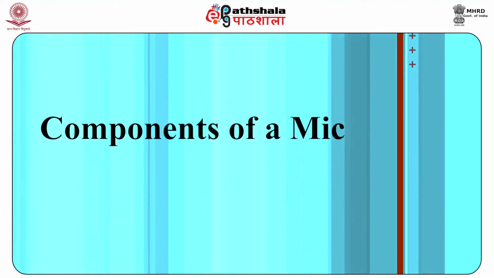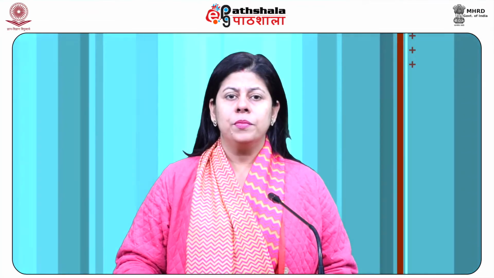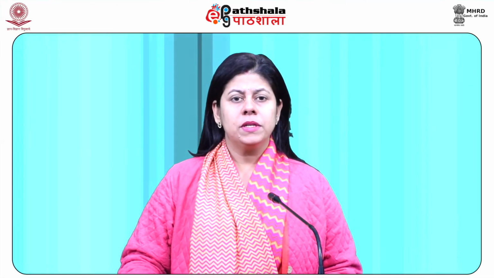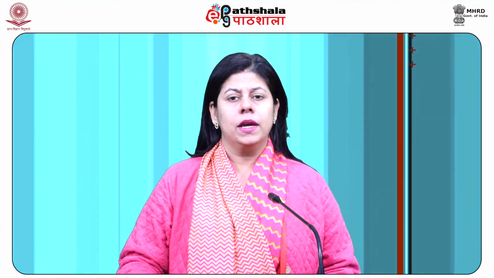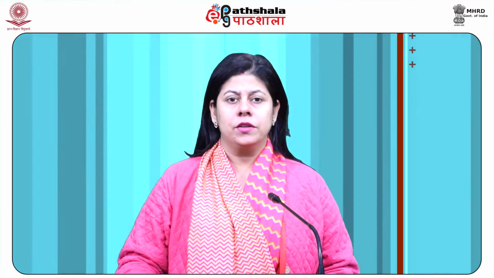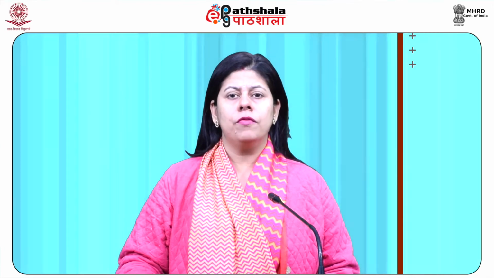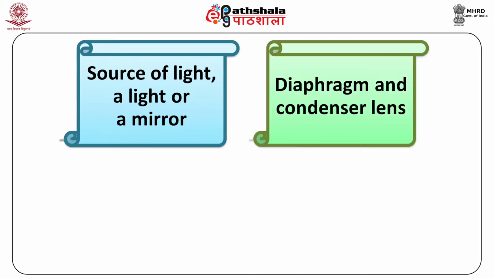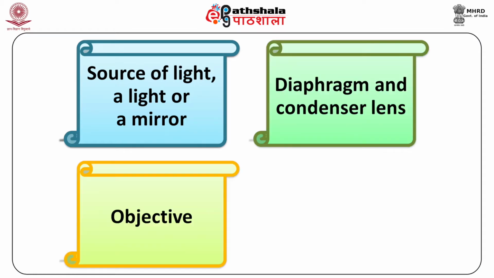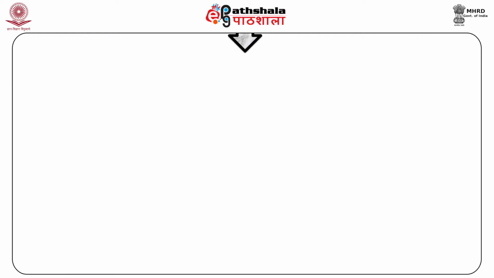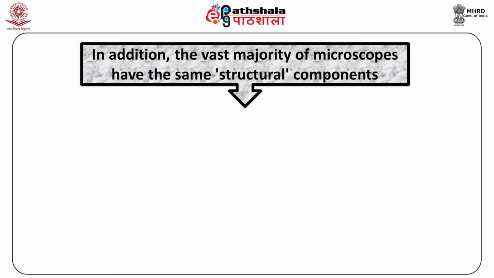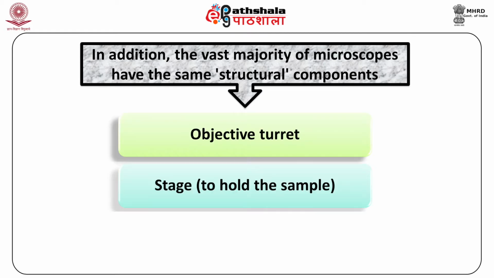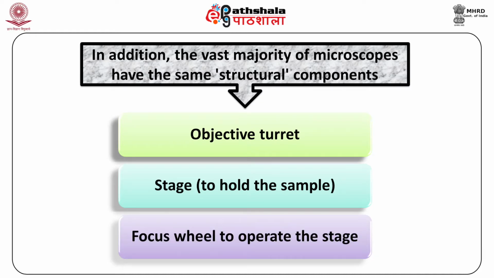Now we will see components of a microscope. All contemporary optical microscopes aimed for observing samples by transmitted light have the similar uncomplicated apparatus of light direction. Listed herein is the order in which light travels through them: source of light, a light or a mirror, diaphragm and condenser lens, objective, ocular lens. In addition, the vast majority of microscopes have the same structural components: objective turret, stage to hold the sample, focus wheel to operate the stage.